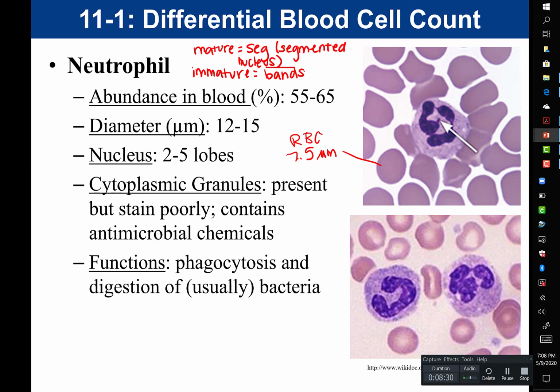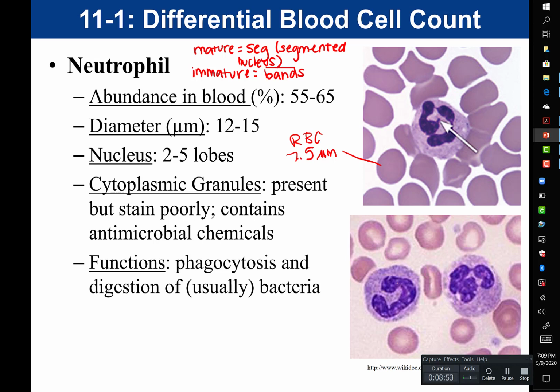So if we look at this top picture here, this is going to be a mature neutrophil. Down here on the bottom left, what you're seeing is an immature neutrophil. Its nucleus is not segmented yet. It's a band.